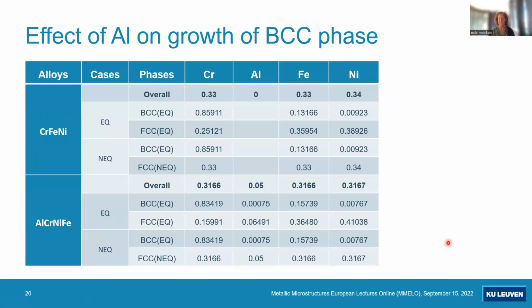Then, of course, we used this model to study something, and we wanted to study the effect of aluminium on the growth of the BCC phase. So we did the same for the ternary system. And then we have also our quaternary system. For the ternary system, we simulate the phase transformation for an equimolar ternary system. And for the quaternary system, we take a system with a mole fraction of aluminium of 0.05. And the remainder is then distributed equally over the three other elements.